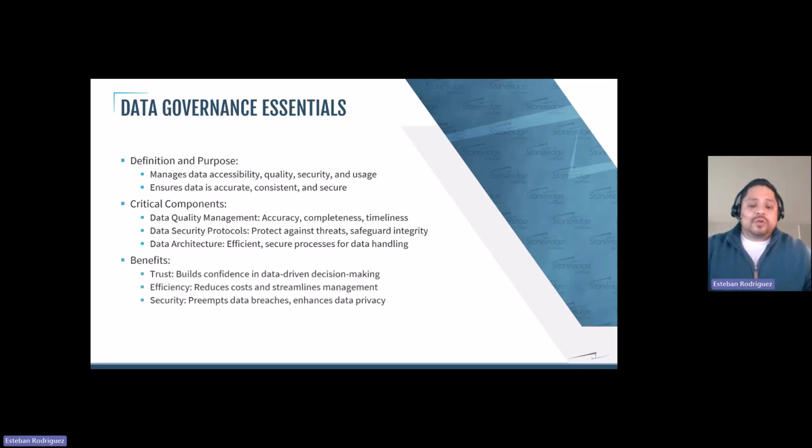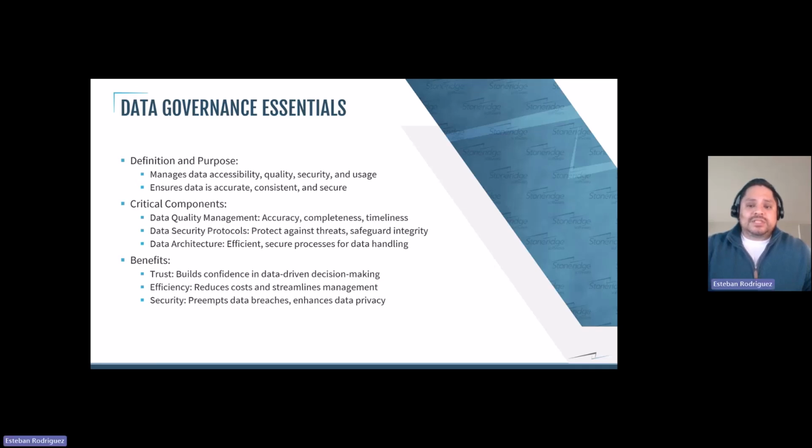One key benefit of robust data governance is trust. This is the ultimate currency in today's data-driven world. With solid governance, the trust placed in the data by internal and external stakeholders leads to more confident and quicker decision-making.